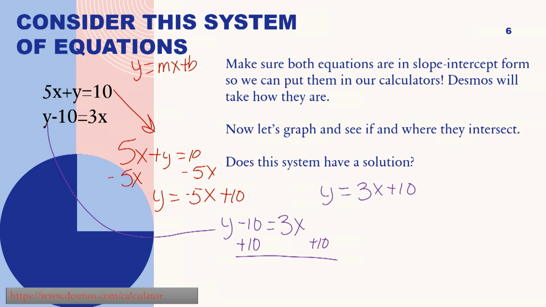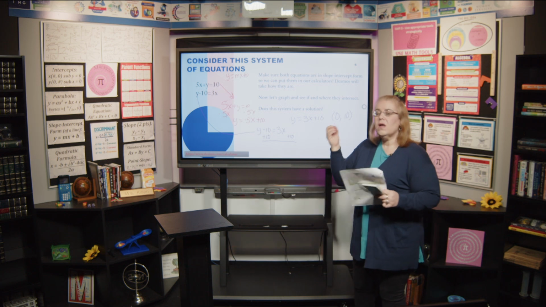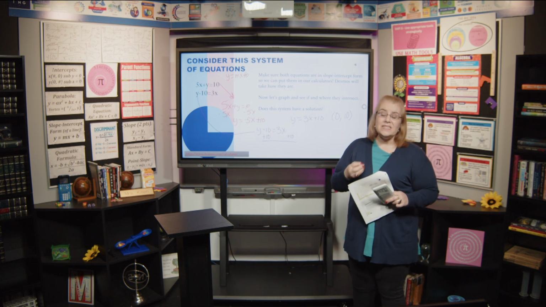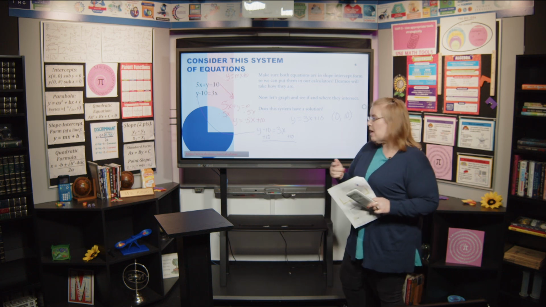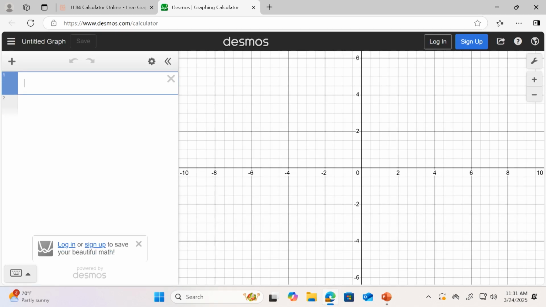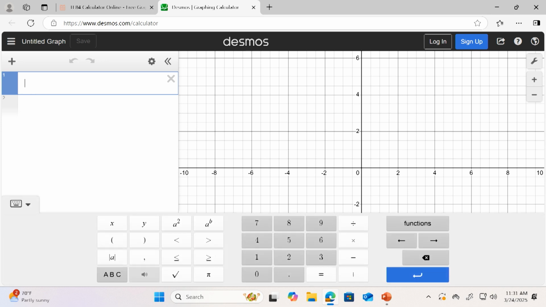Exactly right. They are intersecting at 0, 10. Now, let's pull up that Desmos calculator and let's see how that works. So I'm pulling up my Desmos and I'm going to put my system in there. I'm going to put it in the way it was given to us. 5x plus y equals 10.